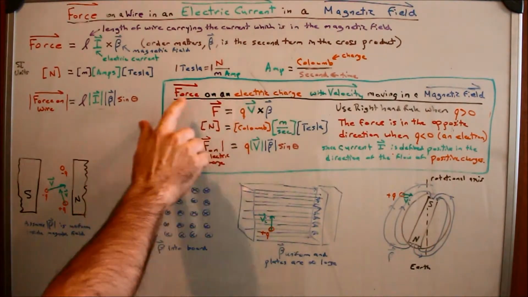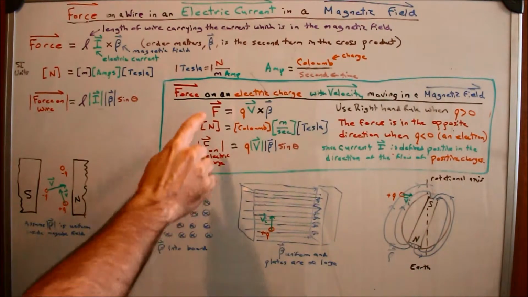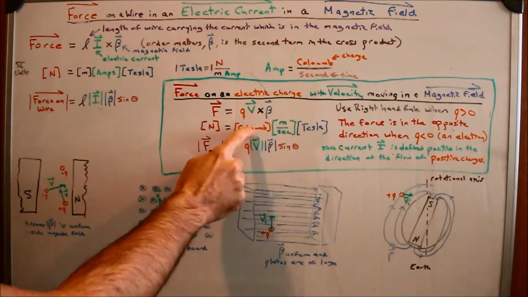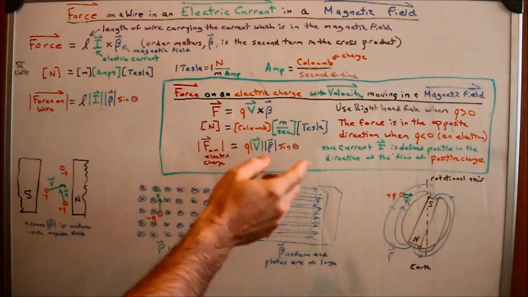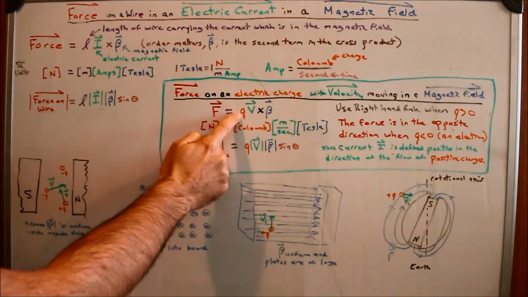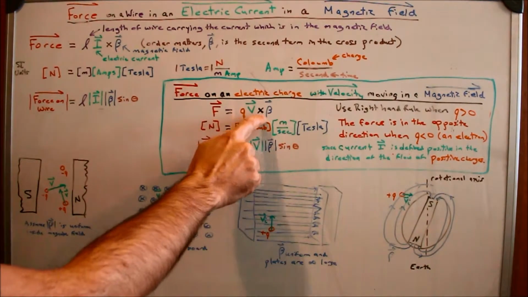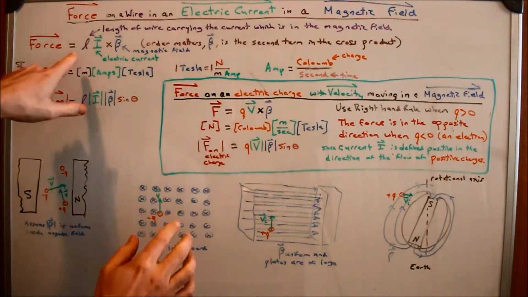In this video, we'll discuss the force on an electric charge which is moving with a velocity in a magnetic field. This is the definition of the equation. So the force is the magnitude of the electric charge, and this could have a plus or minus sign depending on if it's like a proton, plus, or an electron, minus, and then the velocity cross the magnetic field.